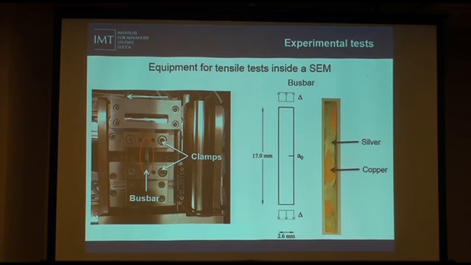So, for the experiment we carry out, we take pieces of busbar that are made of copper coated by silver, and we put them inside a scanning electron microscope and perform tensile tests with notched and unnotched specimens under displacement control.